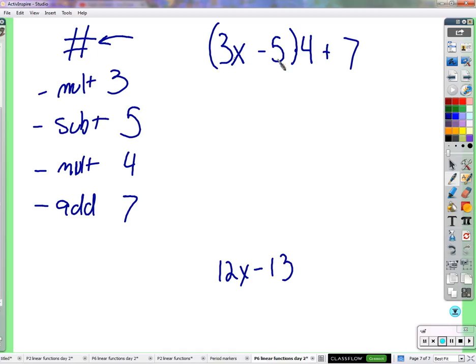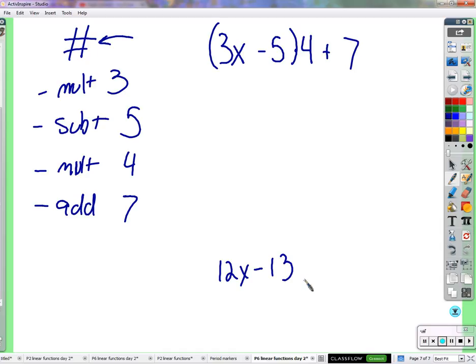Multiply a number by 3, subtract 5, that's all inside this parentheses. Once that's done, then you multiply by 4. Good, that's what we wanted it to do, and at the very end, when we're done, multiply by 4, add 7. Okay. So now I'm going to simplify this. If I did this right, we should wind up with 12x minus 13.